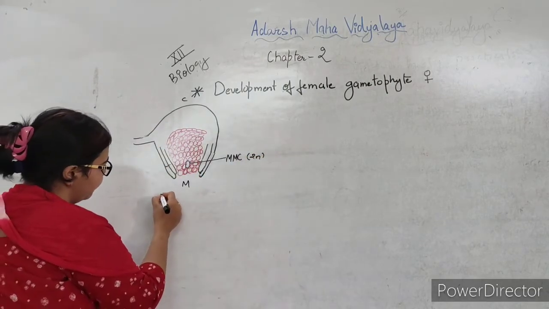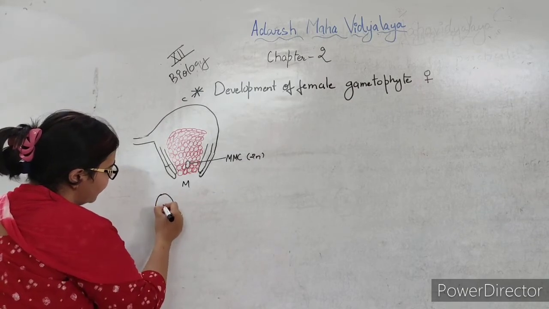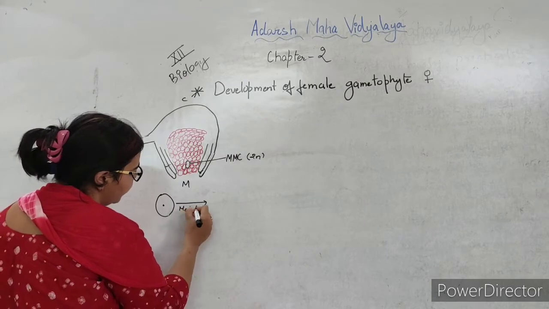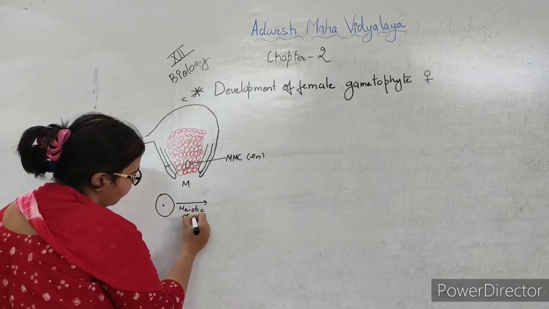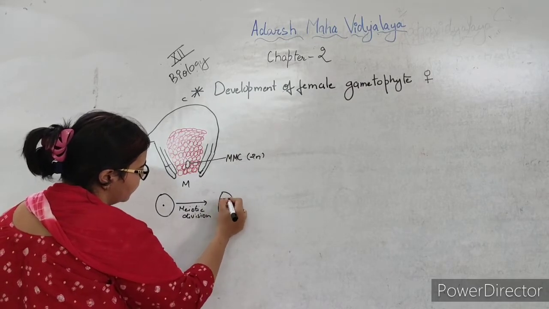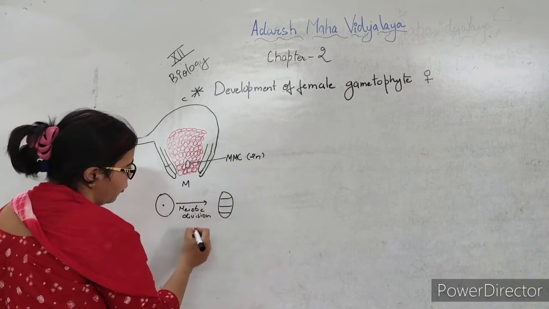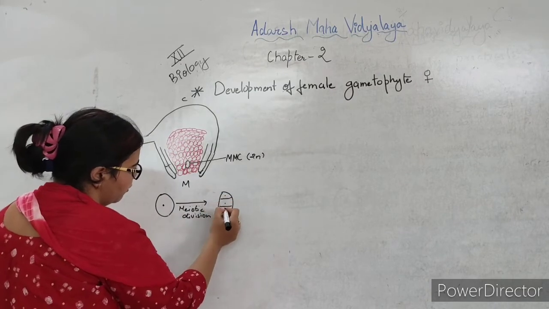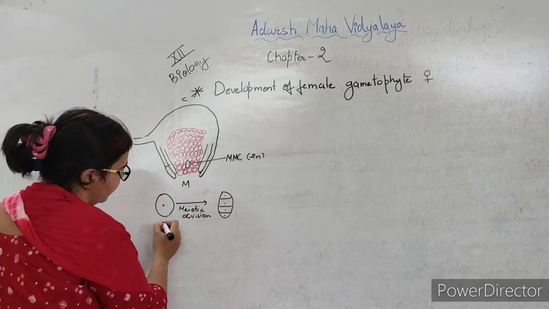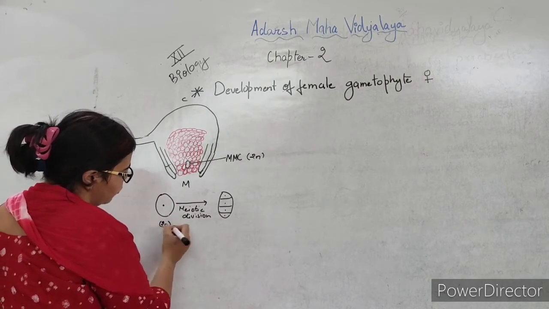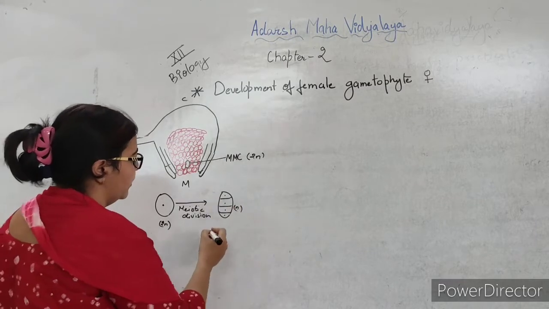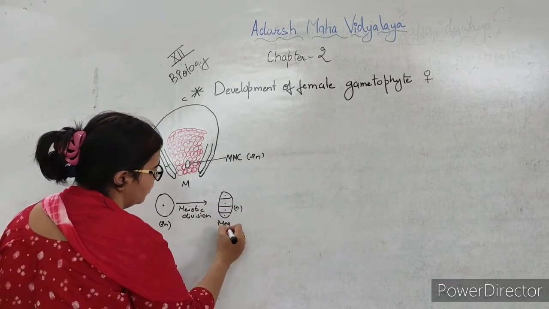Now this MMC will undergo what? Meiotic division, and we'll get what? We'll get 4 megaspores. So the formation of megaspore from megaspore mother cell by the meiotic division is nothing but megasporogenesis.